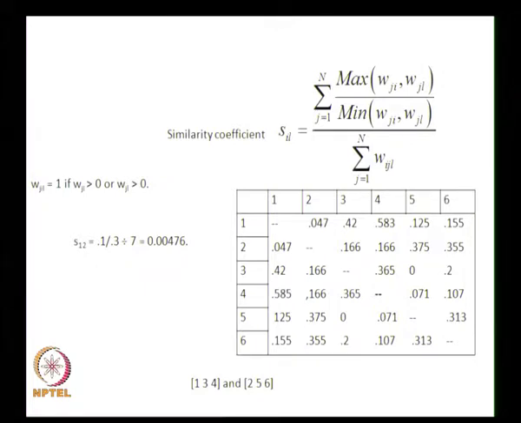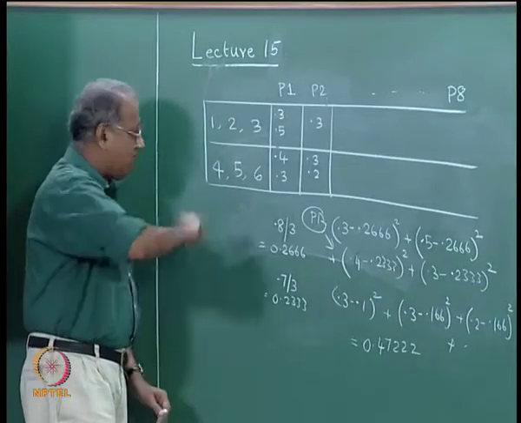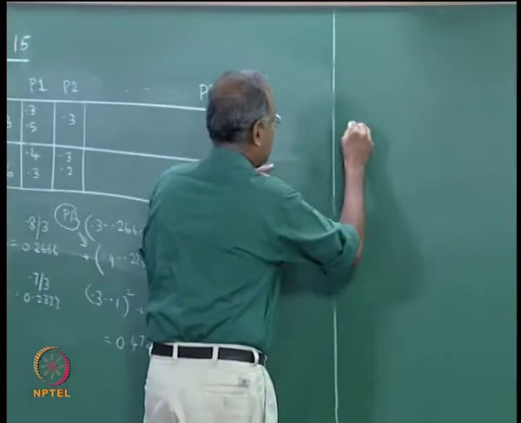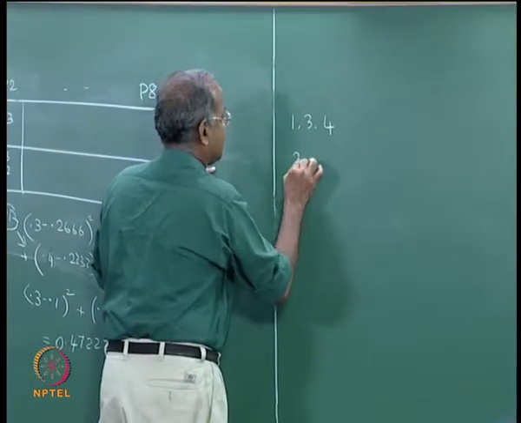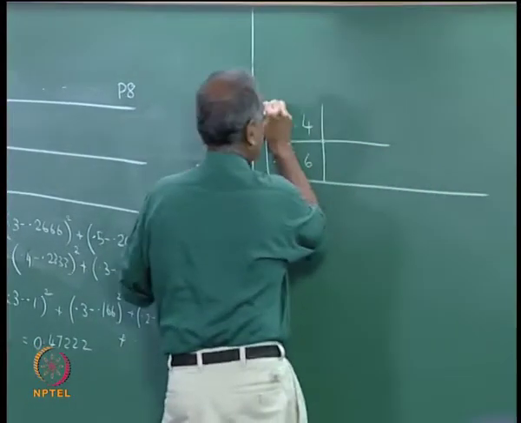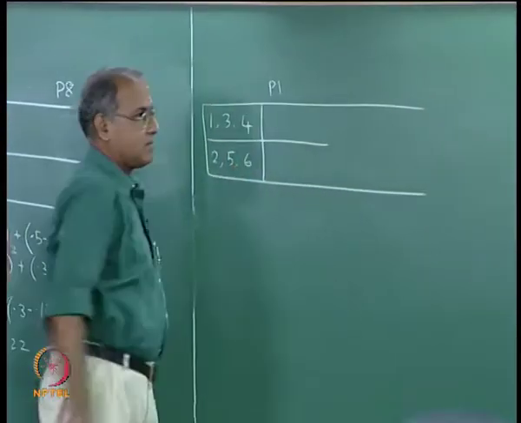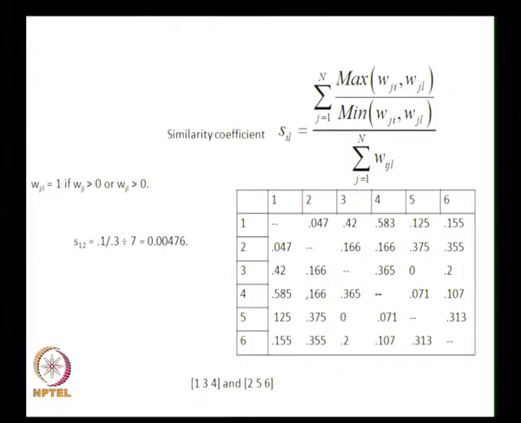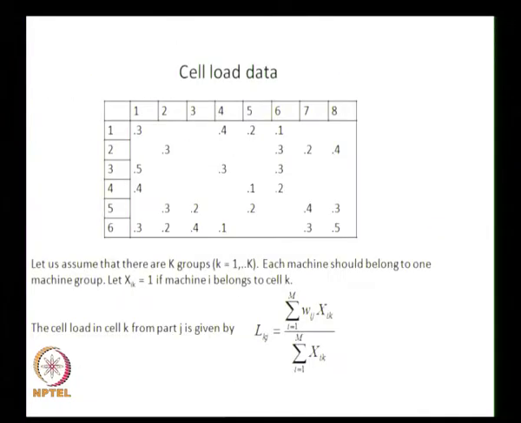This is for the configuration 1, 2, 3, 4, 5, 6. Now, if we have the configuration 1, 3, 4, 2, 5, 6, if we have this configuration, then the cell loads will be 0.3, 0.5, 0.4 for 1, 3, 4, and 0.3, 0.5, 0.4 for 2, 5, 6 is 0.3.